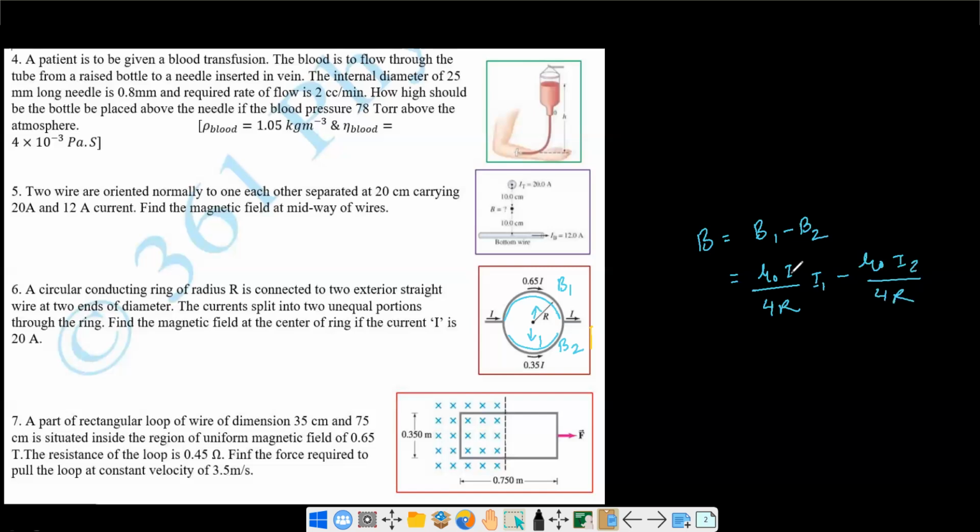Okay, let me just not write this one. This is I1, so you can just subtract. You can easily find the value of this one. Let me move on to another. I believe you got the idea of all this.